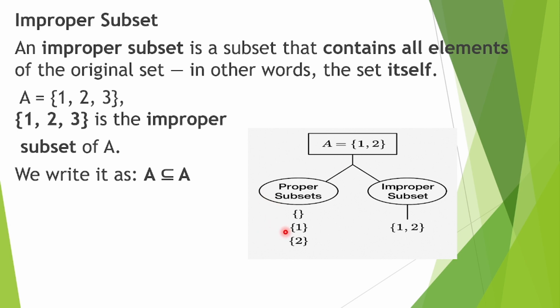So it means that there are four subsets of set A. Three are here and one is here. So 3 plus 1 is equal to 4. So set A has 4 subsets.